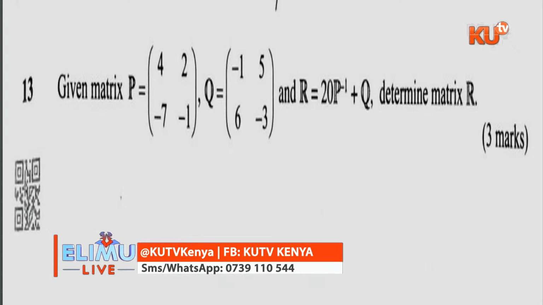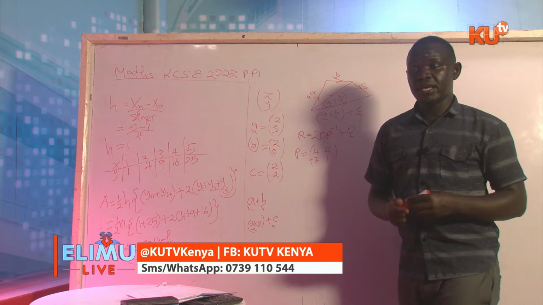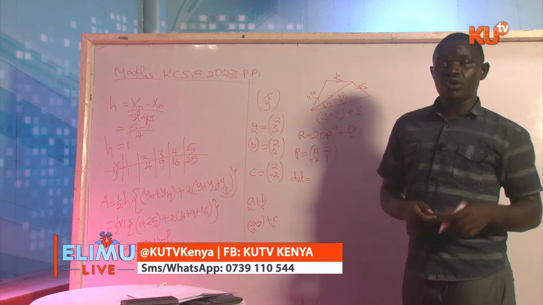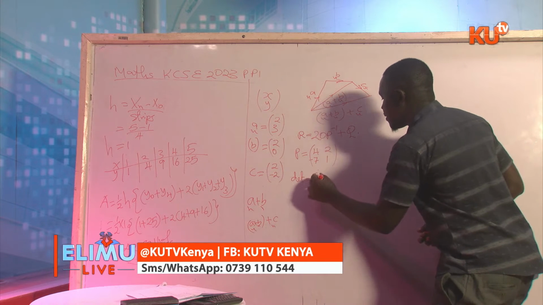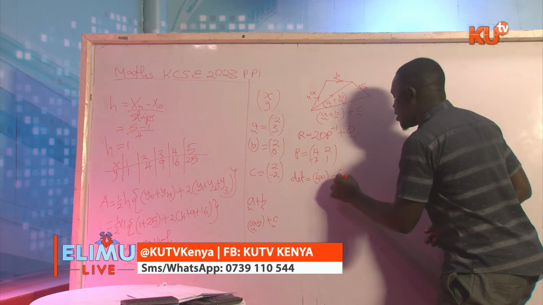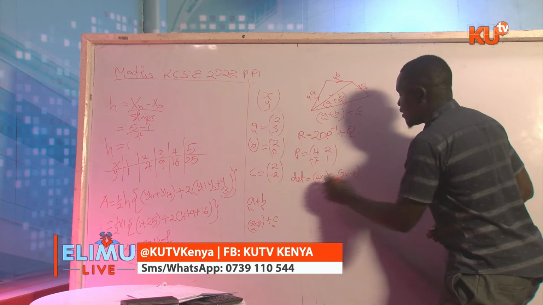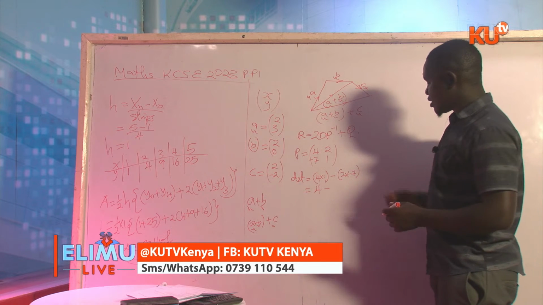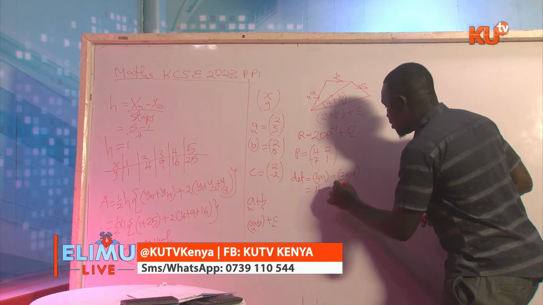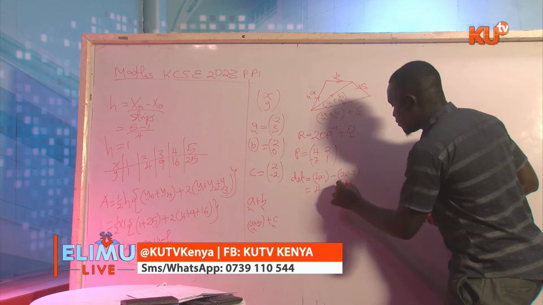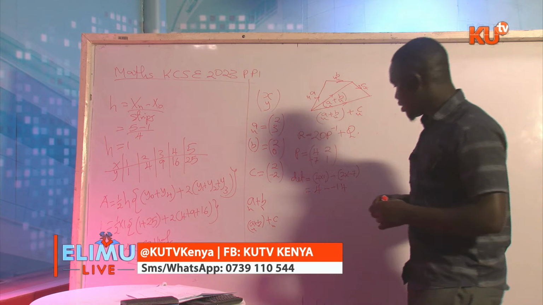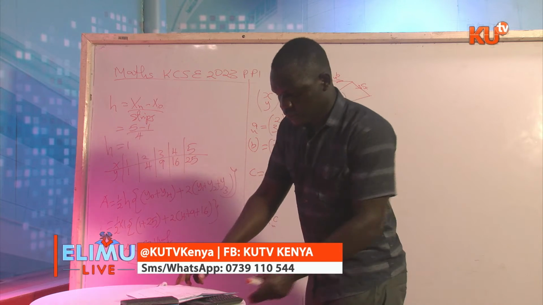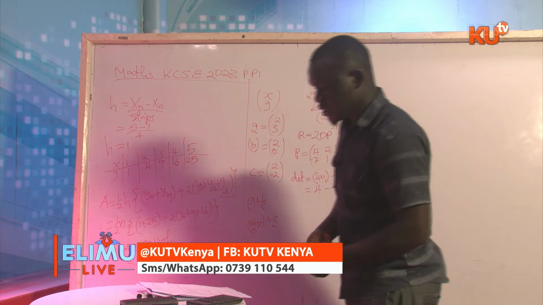Let's get the inverse of matrix P. How do you get the inverse of matrix P, dear students? In order to get the inverse of P, first of all, you get the determinant. The determinant is normally the main diagonal minus the minor diagonal. So that is 4 times 1 minus 2 times -7. So 4 times 1 is 4, minus 2 times -7 is negative 14. Negative 14 is negative 14.